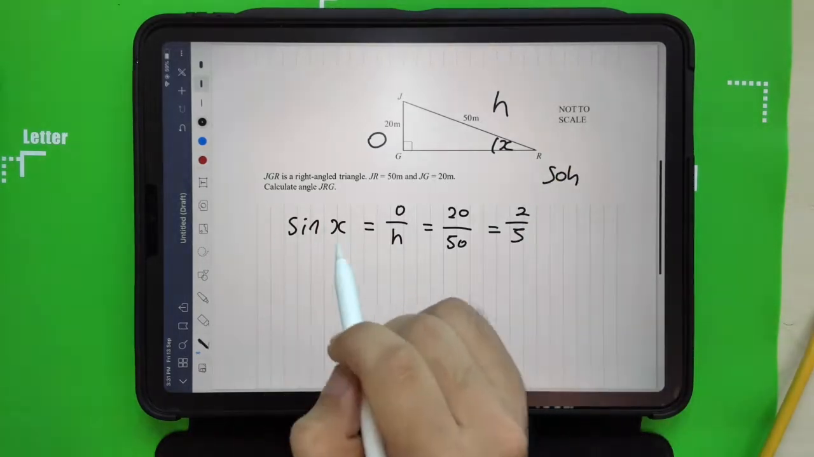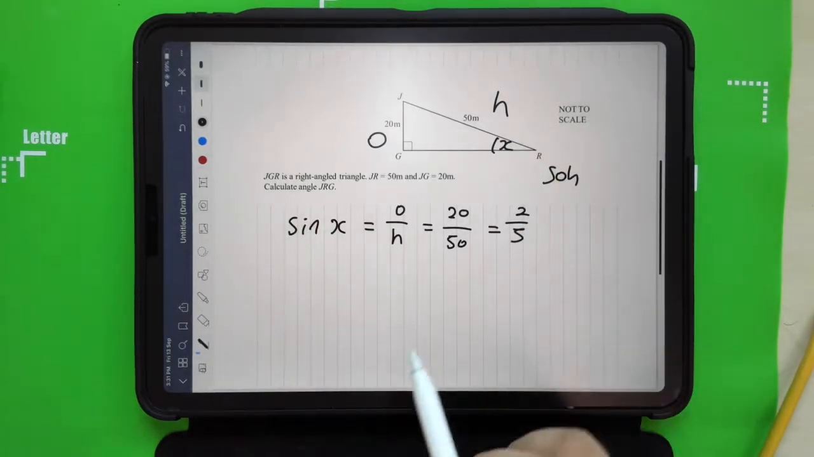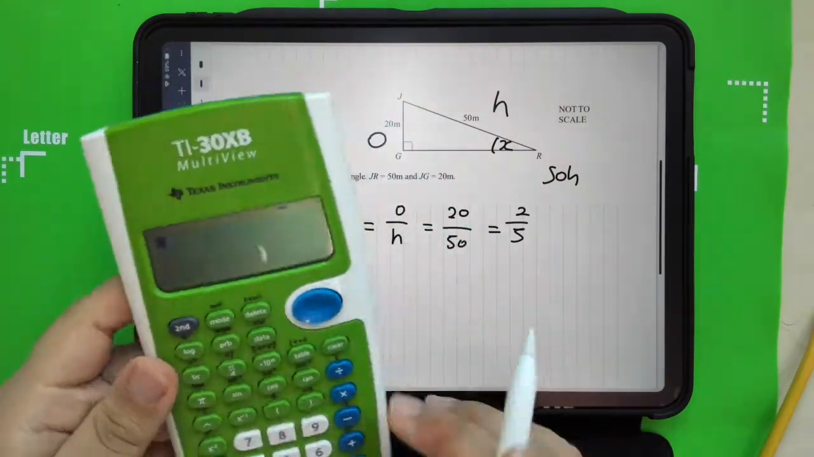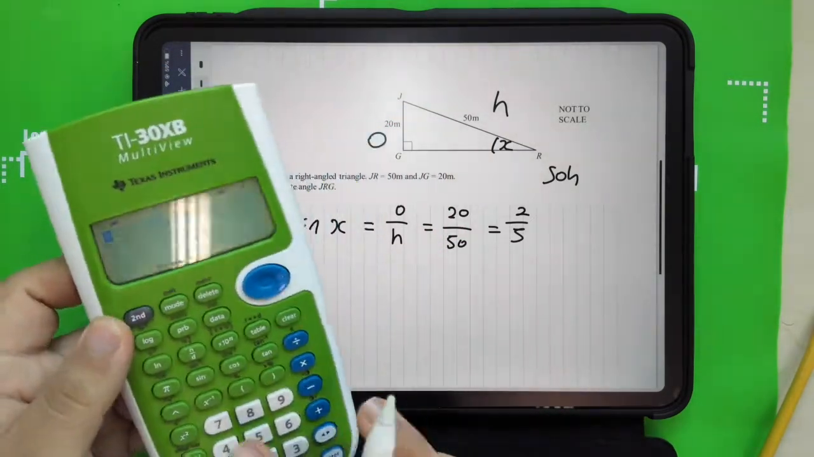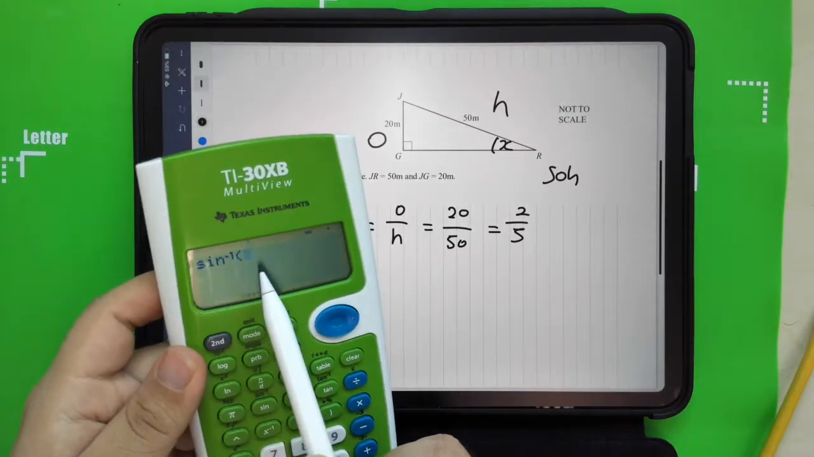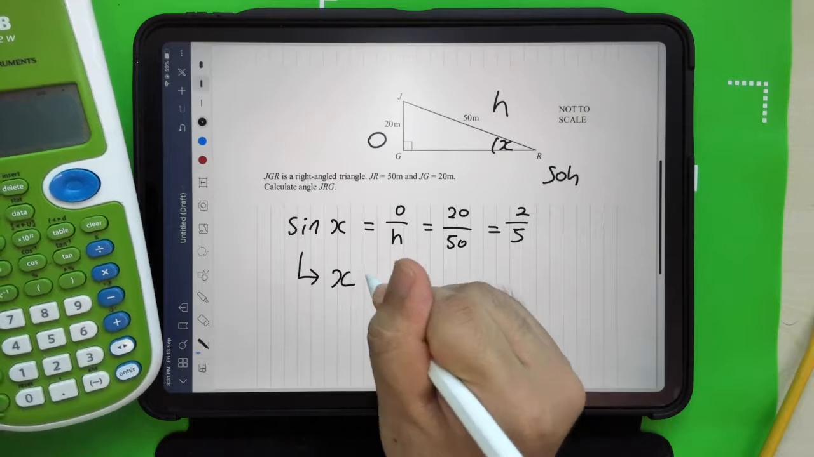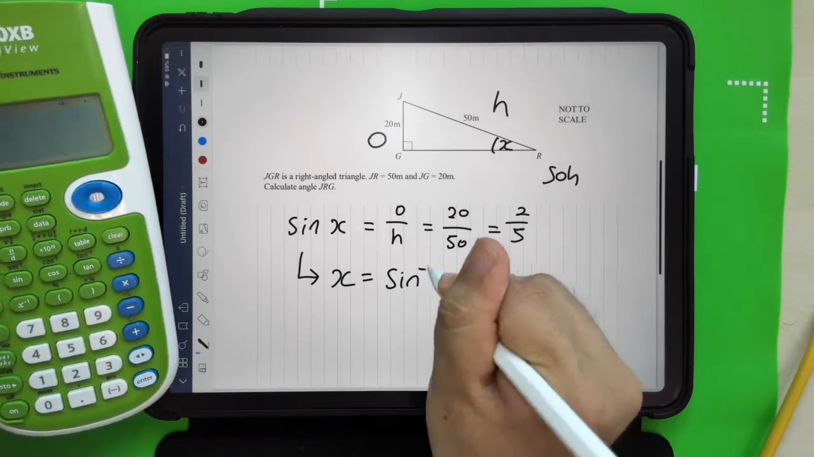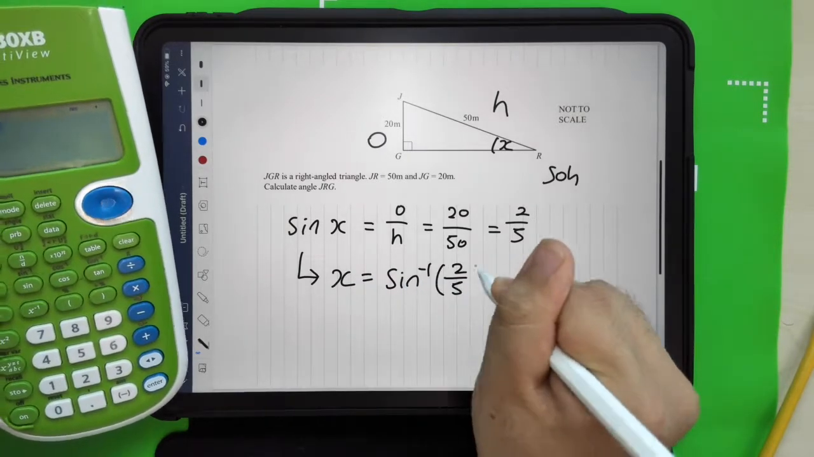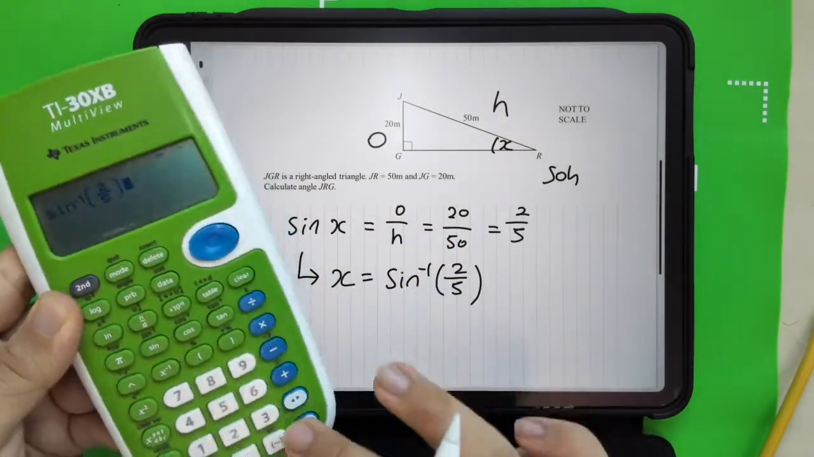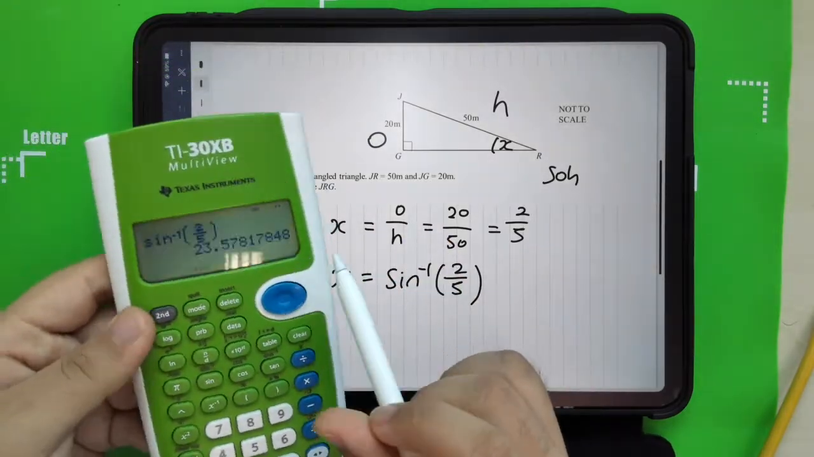Now, to find x based on a fraction, you have to use an inverse sine feature on your calculator. That can be achieved by pressing the second button and the sine button. That gives you sine to the power of minus 1, you see? So this expression is the same as x equals inverse sine of 2 over 5. Let's enter it here right away. Inverse sine of 2 over 5. That gives us a wide range of numbers.